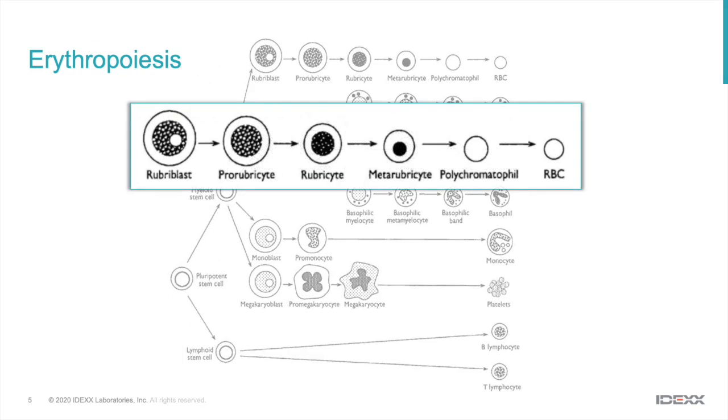When we zoom into the red cell production itself, you'll see there's an orderly process of development to the mature red blood cell. Cells get smaller in size, eventually they lose their nucleus, and then they get into circulation where they'll be in circulation for 80 to 120 days, depending on the species.